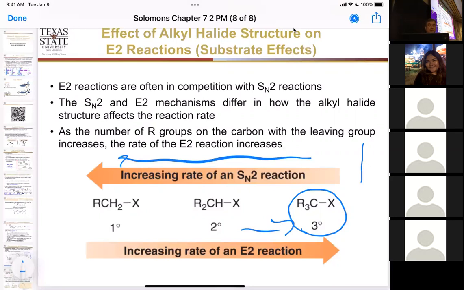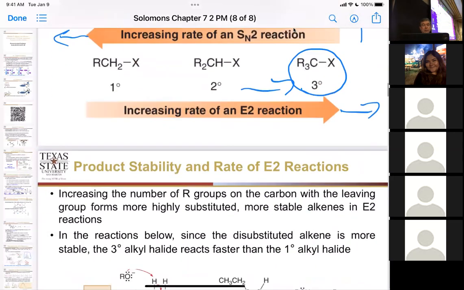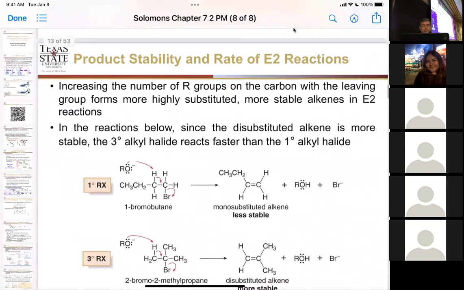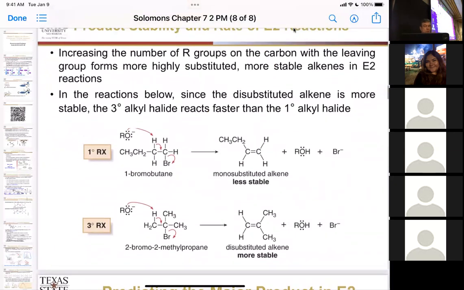So these are competing but opposite reactions. So the more sterics you have on your substrate, the more E2 you're going to have. Okay, so let's look at this. By increasing the number of R groups, we end up with a more stable product. Now, let's look at the difference between primary and secondary.